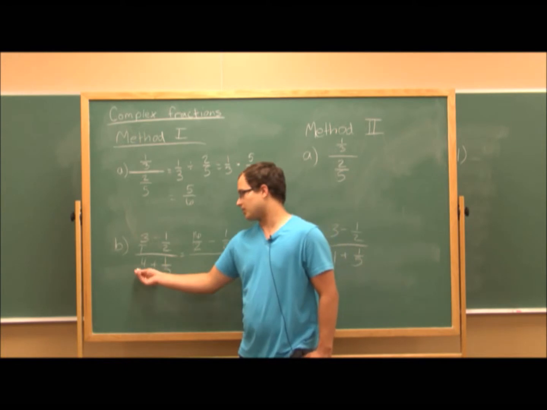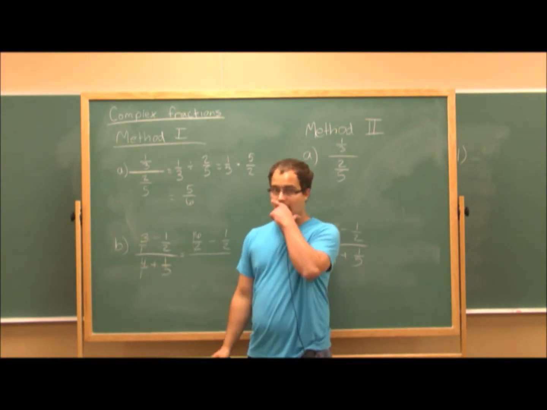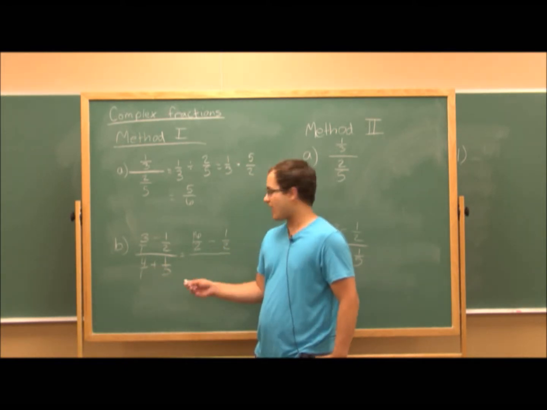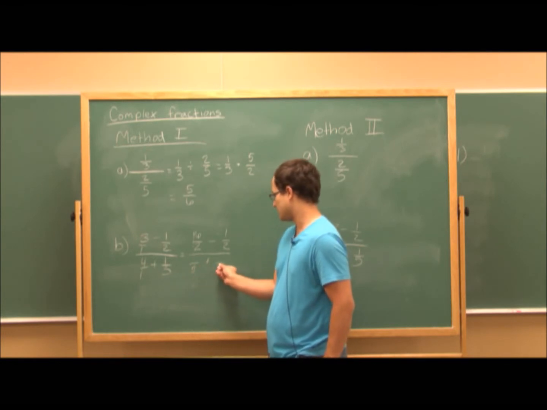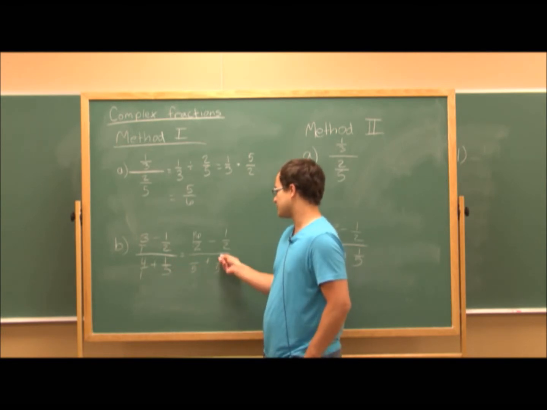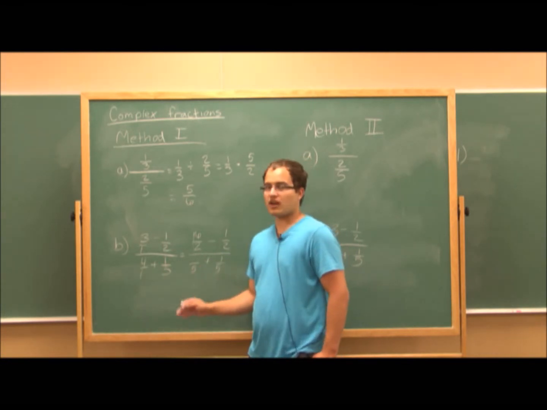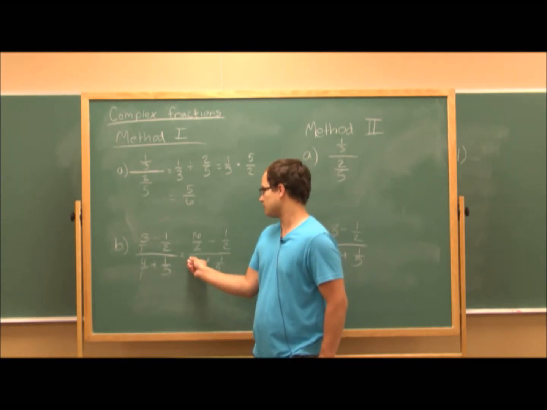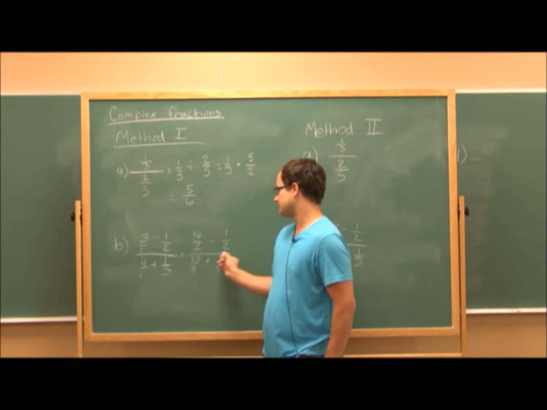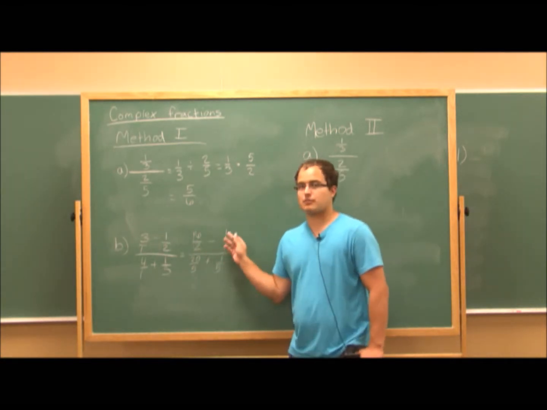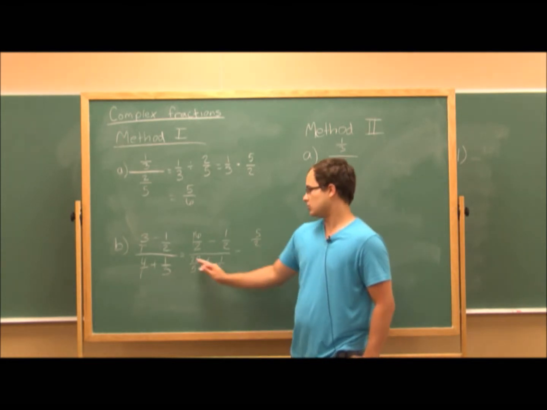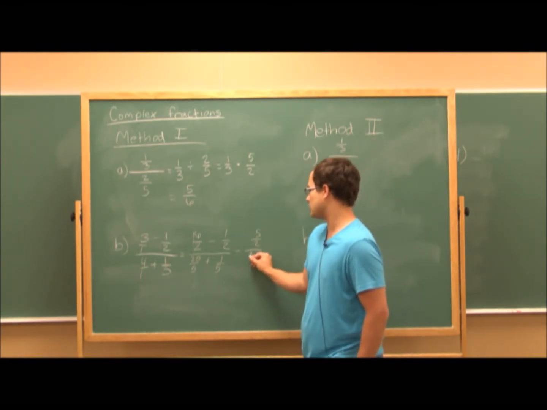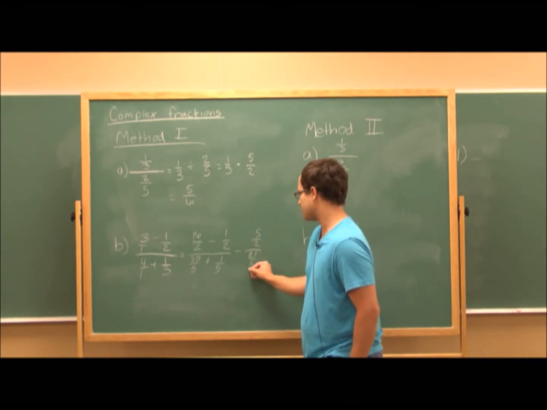I have to do the same thing with the denominator. The LCD between 1 and 5 is 5. Nothing changes on the second fraction, but 1 times 5 is 5, so I have to multiply 4 by 5. Now I have 6 minus 1, which is 5 halves, 20 plus 1, which is 21 fifths.